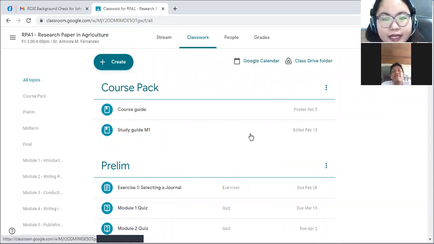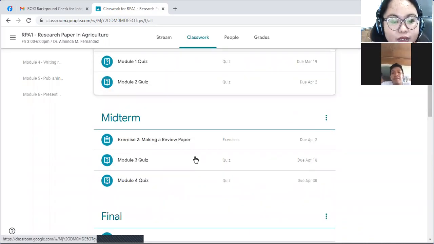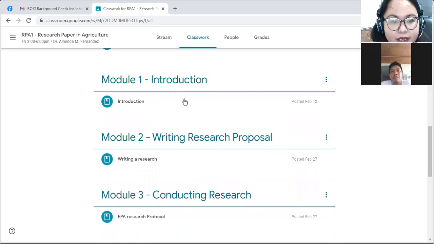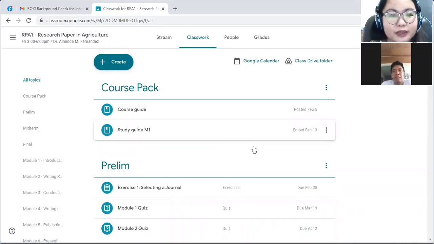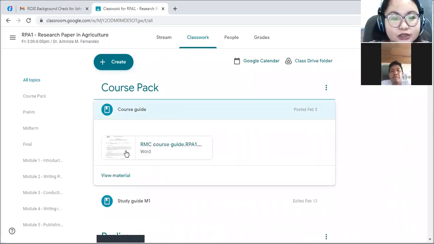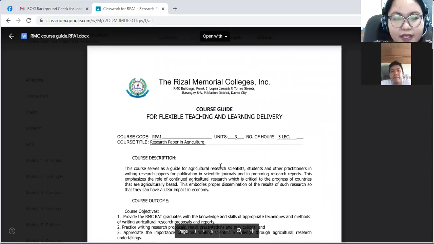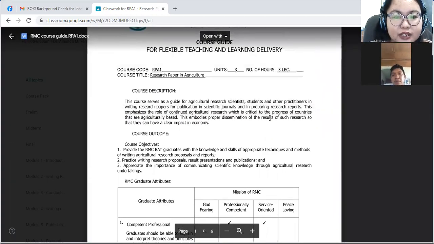So this is a tutorial class and I will just give you a brief orientation, and if we still have time, then we will start with the Module 1 lecture, but we have all the time in the world, so we won't rush. So for the course guide, I will introduce to you the requirements and the course outline. So these are the descriptions.